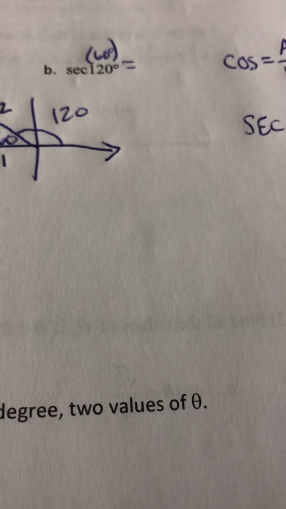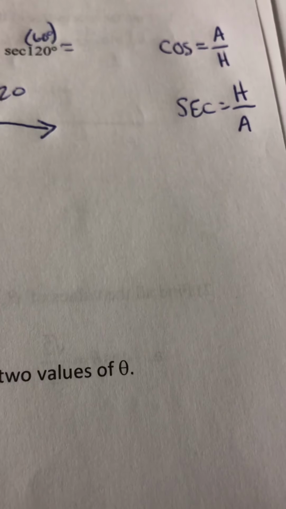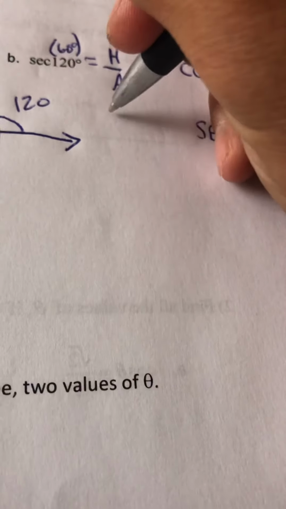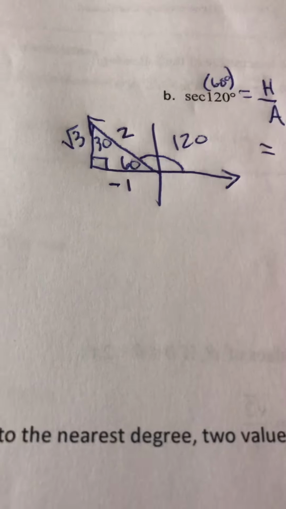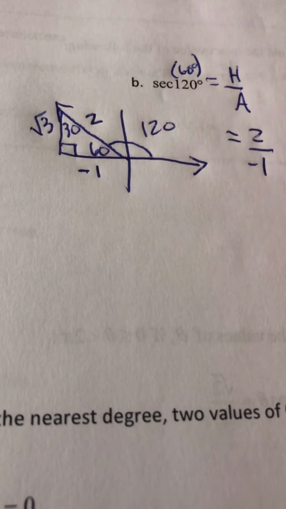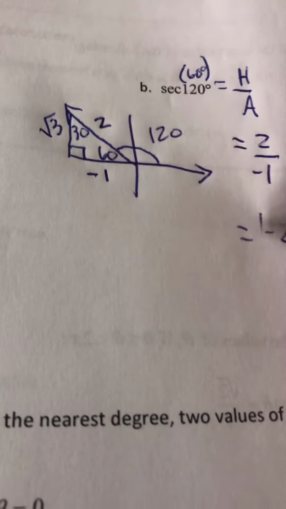So then we have secant, which is hypotenuse over adjacent. So our hypotenuse is 2 over the adjacent, which is negative 1. So this simplifies to negative 2.